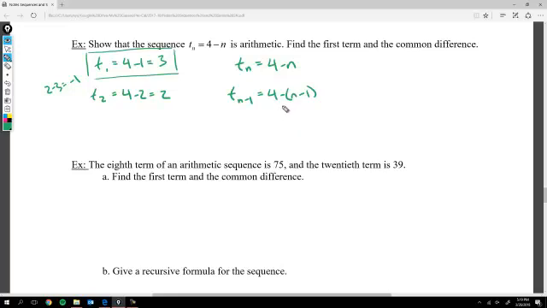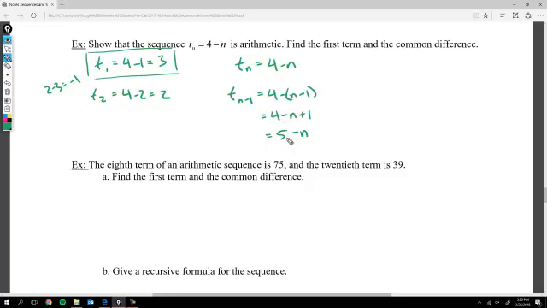You cannot prove something just by plugging in random numbers, because then you'd have to plug in every number. But in this way, n can represent any number. So if I plug in n minus 1, I get 4 minus n plus 1, or 5 minus n. This was my nth term, and this was my n minus 1th term.